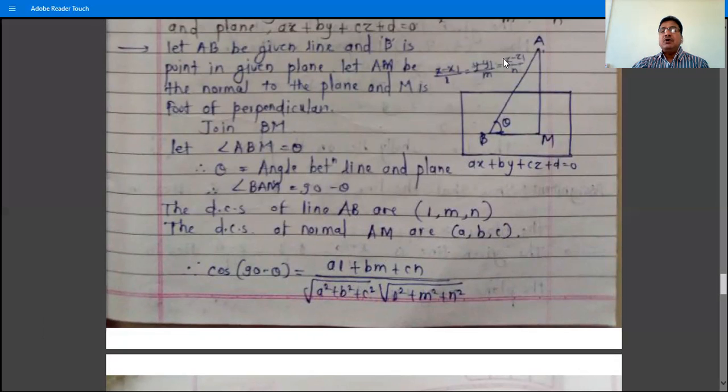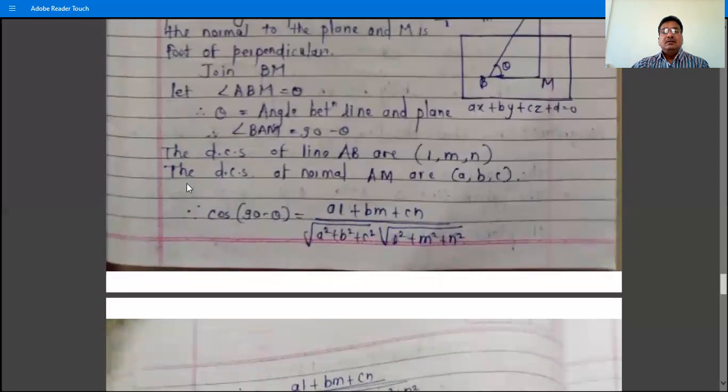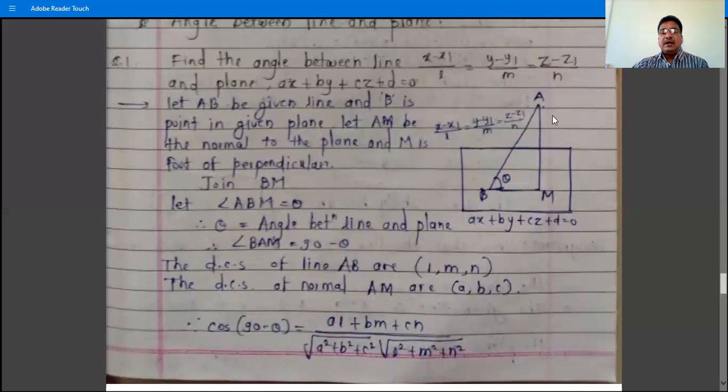So this is the equation of line AB: (x minus x1)/l = (y minus y1)/m = (z minus z1)/n, and therefore the direction cosines or direction ratios of line AB are l, m, n. Now the direction cosines of the normal AM. What are the direction cosines or direction ratios of line AM?